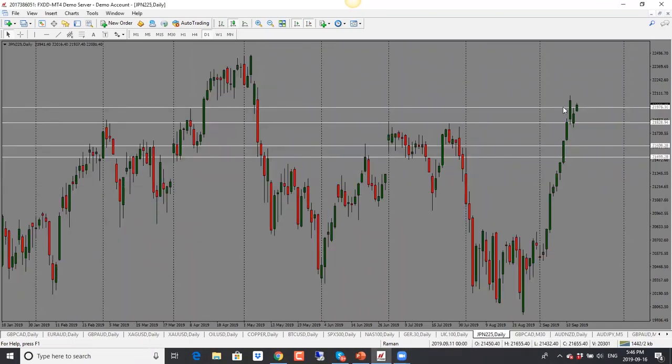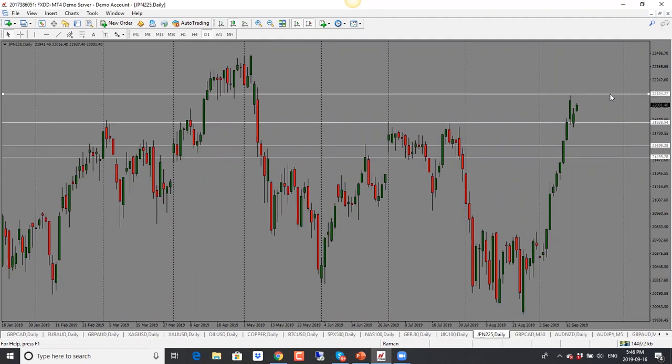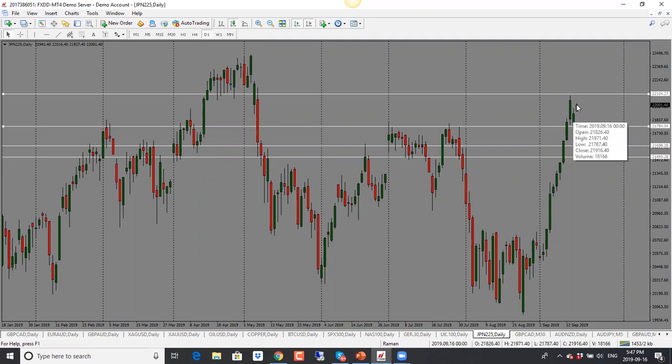Last but not least, Nikkei here, this is bullish for today. Same thing, it dropped and then went right back up. Bullish candle close today, so bias is bullish. Next target is 22,000, so bullish bias here for Nikkei as well.